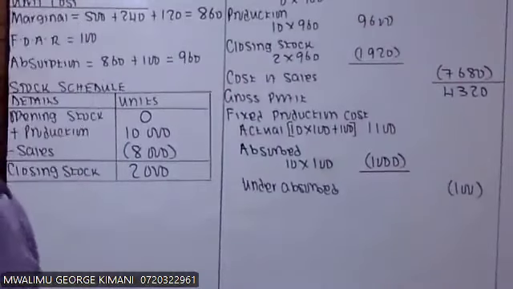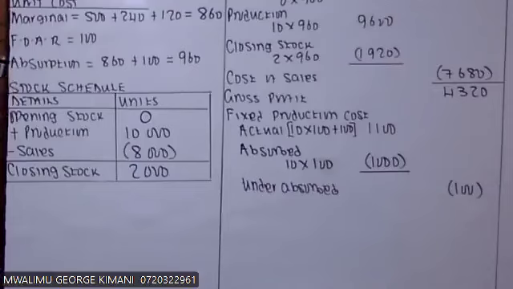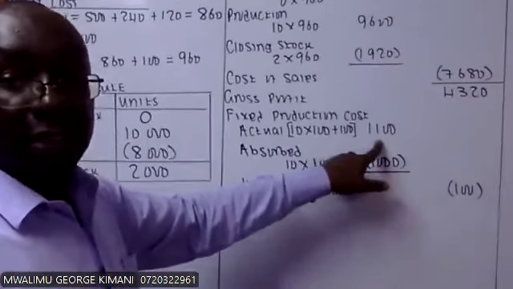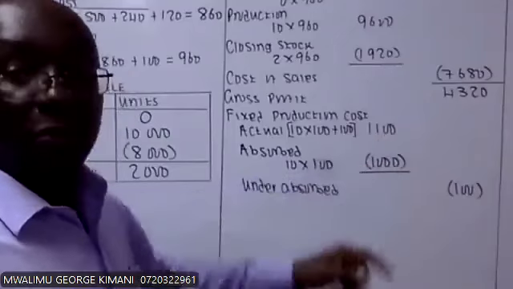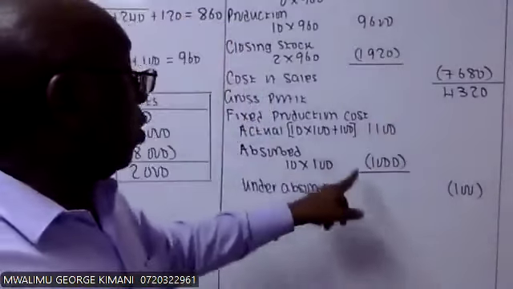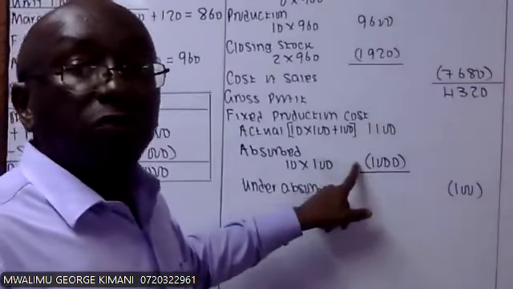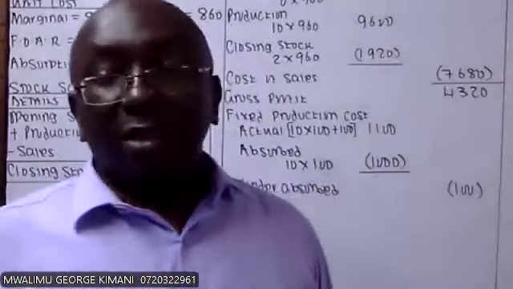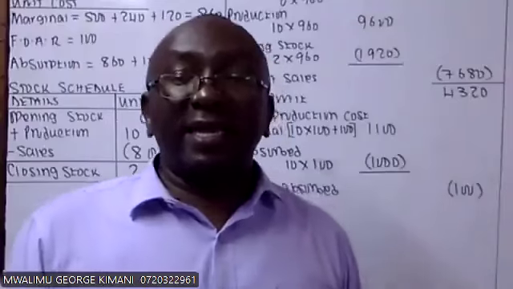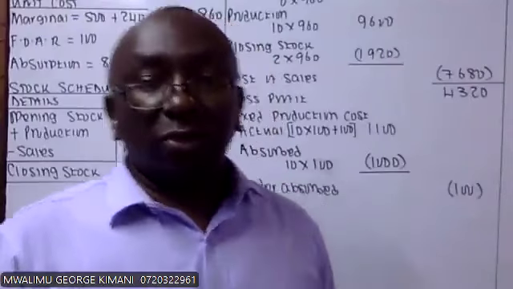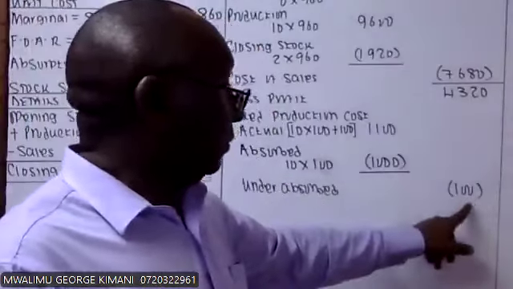You're asking, is it over or under? Now, this is an under absorption, because you can see the actual is 1,100 and we absorbed 1,000. So we absorbed less. So it is an under. But if the absorbed was more here, that's what we would call over. And you remember when you were in the topic of overheads, I told you that an over absorption is a gain, while an under absorption is a loss. So being a loss, it is supposed to be here.